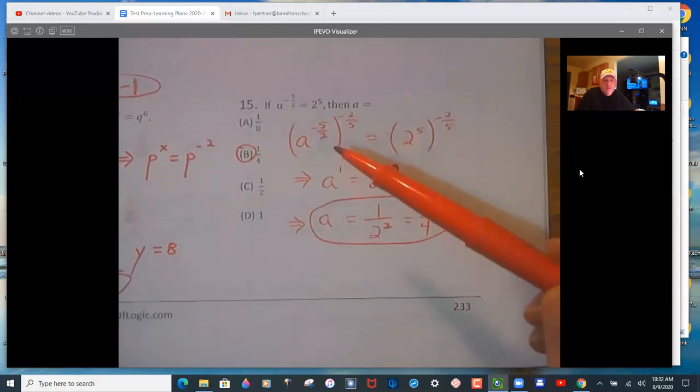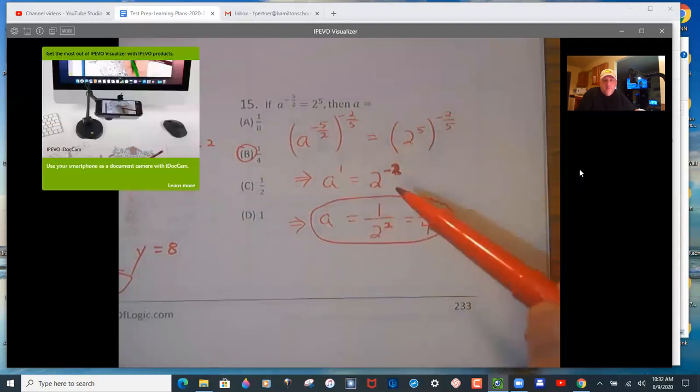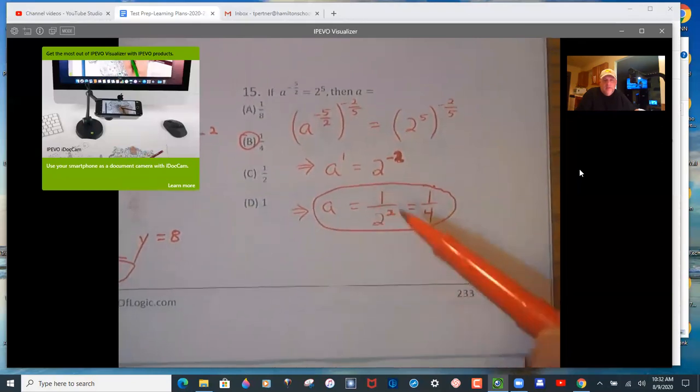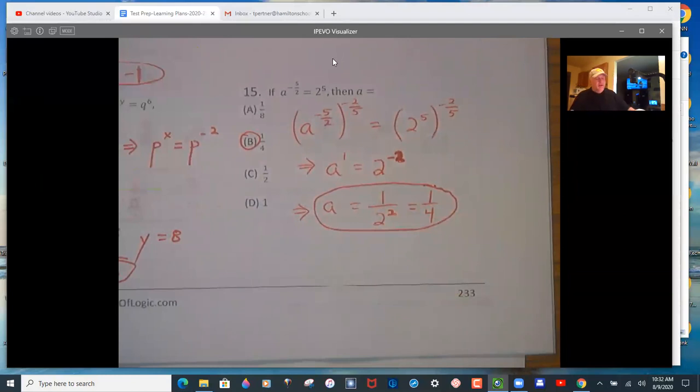Problem 15, take each side to the reciprocal power. So this becomes 2 when you multiply to the negative 2. And so a is 1/4. Because 2 to the negative 2 means 1 over 2 squared, which is 1/4. So another really good problem that's on the no calculator part that's testing your ability.